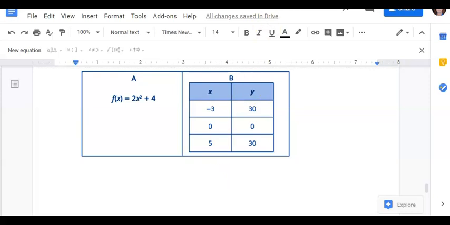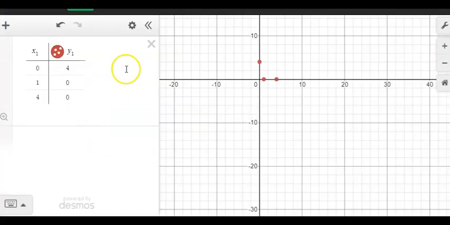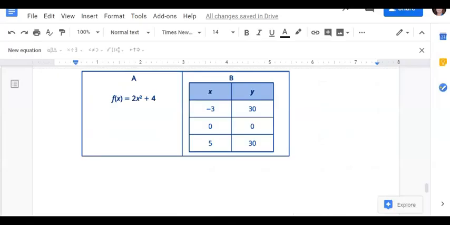Now, you may be smart to put this one in a graph. I don't know. Actually, maybe it is. Let's put it over here, and let's look at these numbers. So, negative 3, 30.